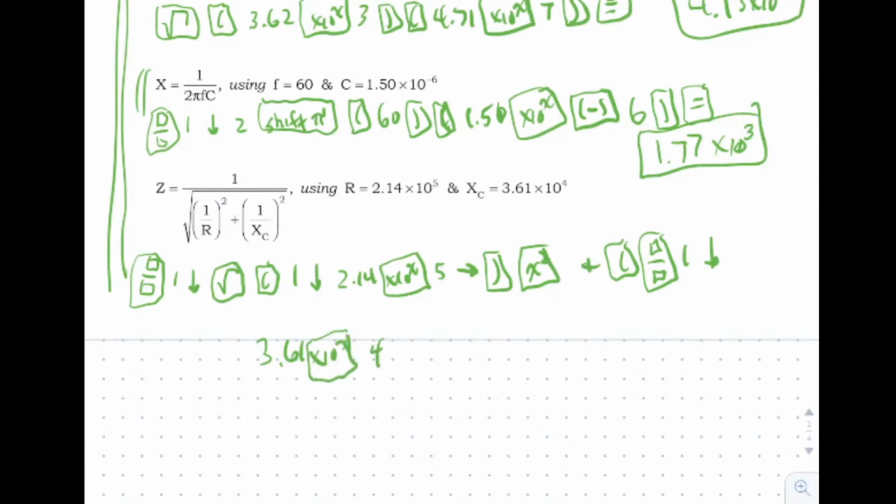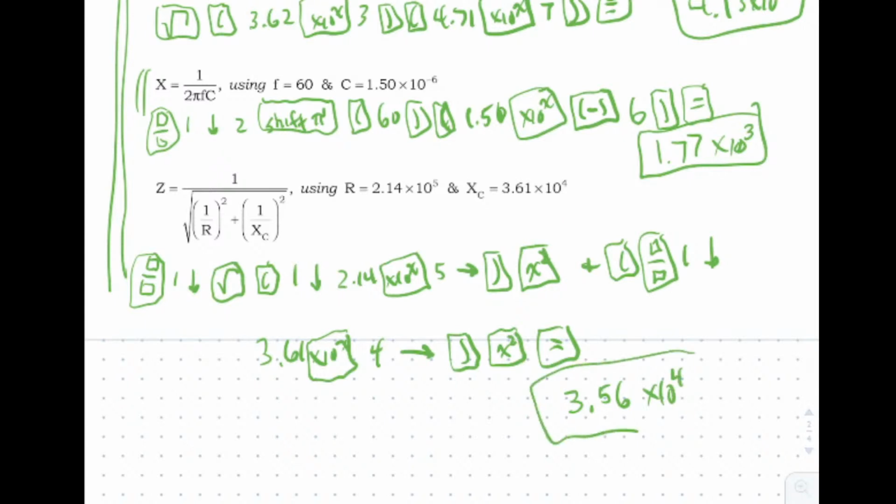And then the 4. And then I had to hit the right arrow to get out of the denominator so I could close the parentheses so that I could square the parentheses using the square button. Then I was able to hit equals. And the answer we got, 3.56 times 10 to the 4th.